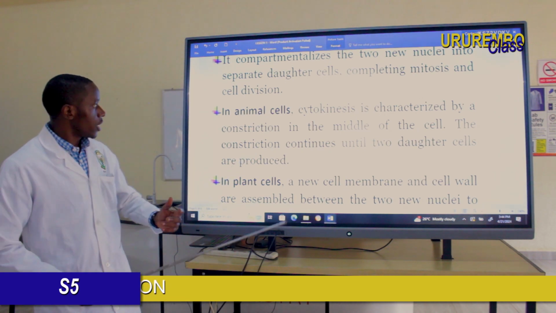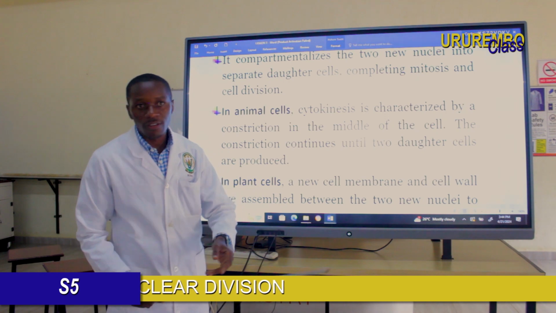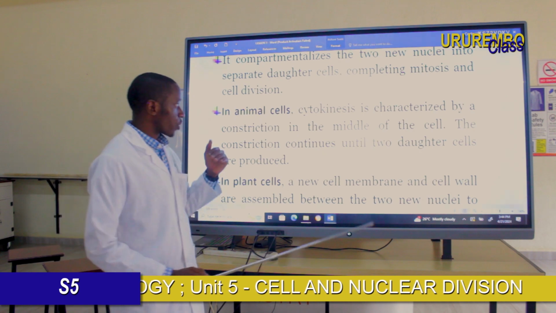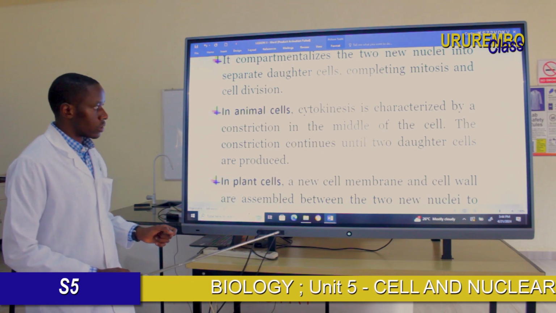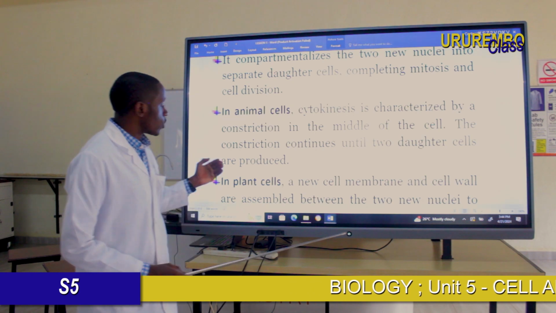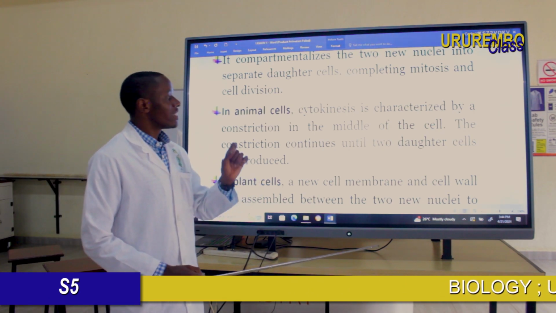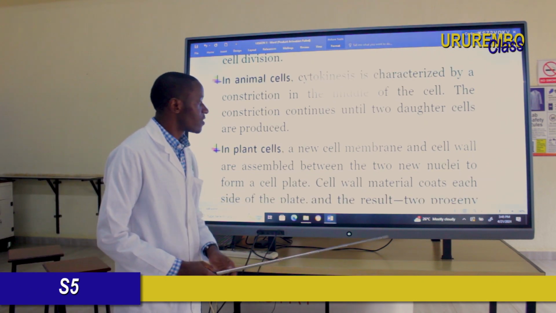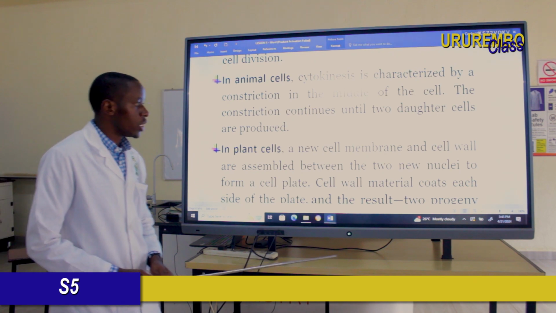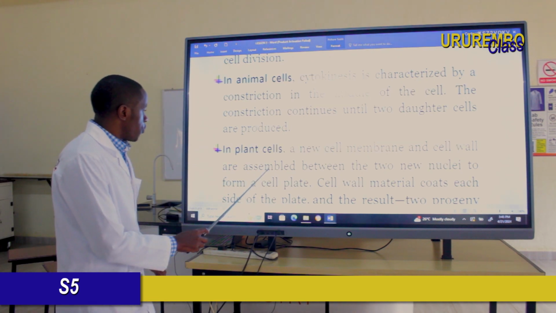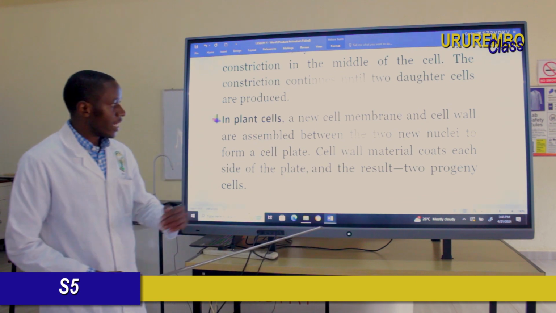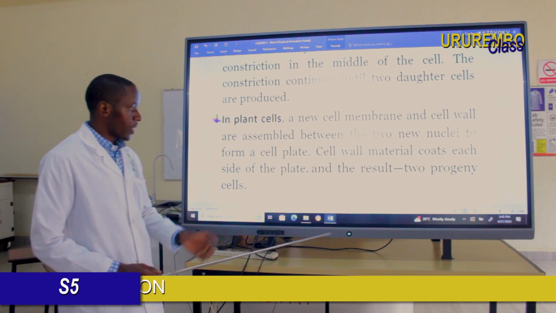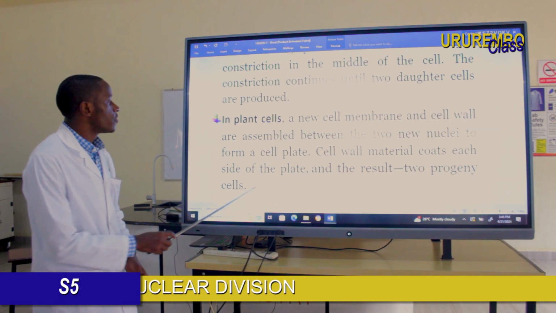Dear students, in animals, cytokinesis is different from plants. In animals, it is characterized by a constriction in the middle of the cell, which continues until daughter cells are produced. While in plants, a new cell membrane and cell wall are assembled between the two nuclei to form a cell plate. Then the cell wall materials are laid down on each side of the plate, resulting in two progeny cells.